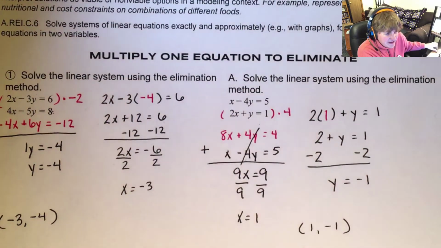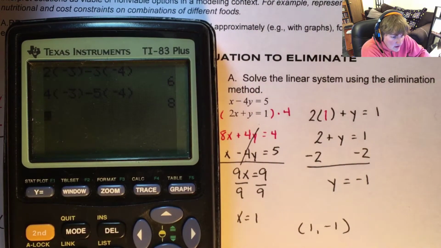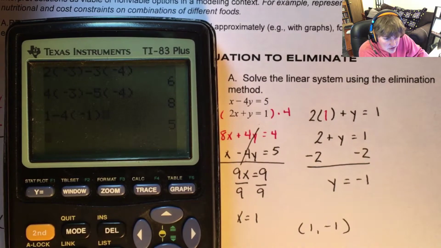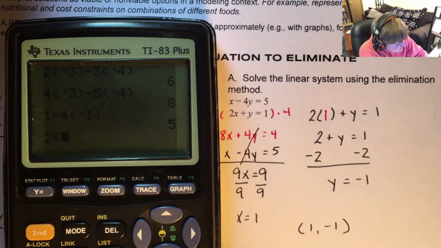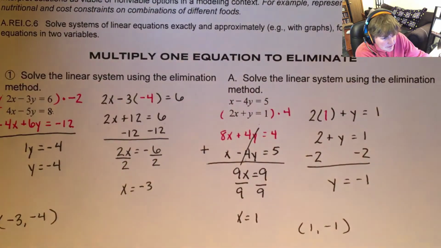Okay, it doesn't take a lot of time to check your work, so let's just go ahead and do that. I'm going to hit 1 minus 4 times negative 1 for the first one, and that is going to be 5, so that is my answer. And then the next one is going to be 2 times 1 plus, and then y will be negative 1 here. And then that's 1, so this checks out. That's my answer.